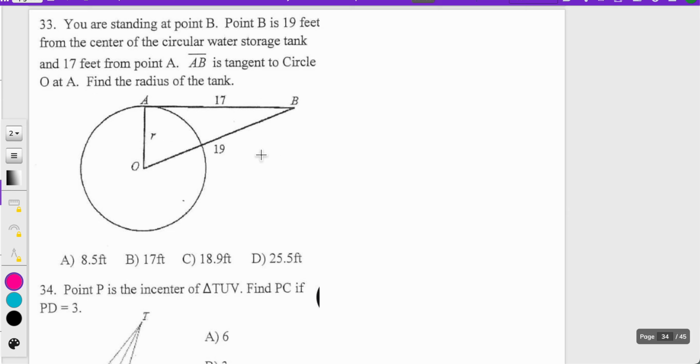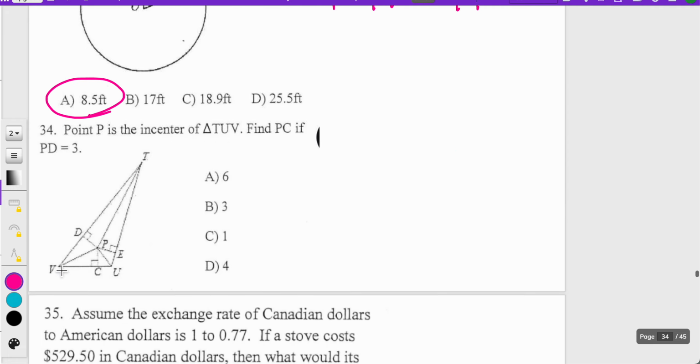33 says you're standing at point B. Point B is 19 feet from the center of the circular water storage tank and 17 feet from point A. AB is a tangent to circle O at A. Find the radius of the tank. So we can do r squared plus 17 squared is equal to 19 squared. So we're just solving for r, and we're going to get about 8.5 feet there.